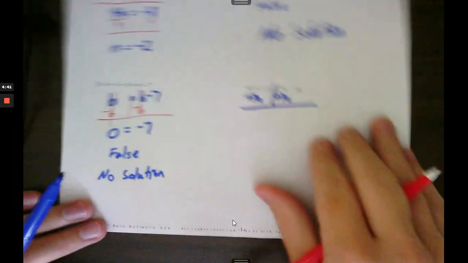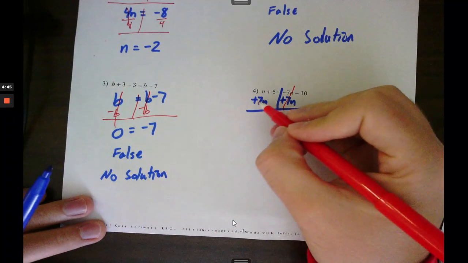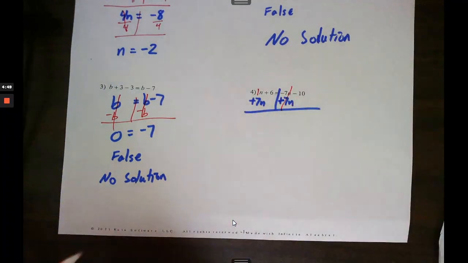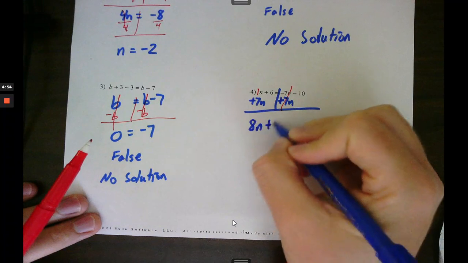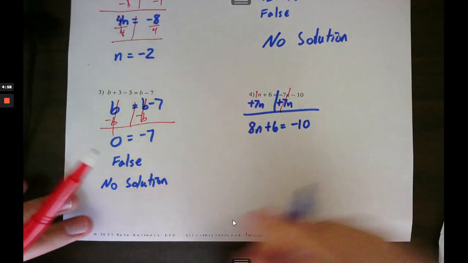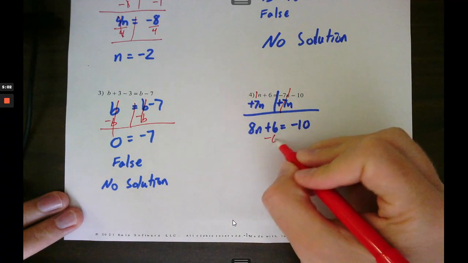Okay, what happens is negative 7 plus 7 cancels out. Now, don't forget, when you're adding over here, that's technically a 1n, right? So 1n plus 7n is going to be 8n plus 6 equals negative 10. Alright, then the next step is going to be to remove the 6. We do that by subtracting, so minus 6.